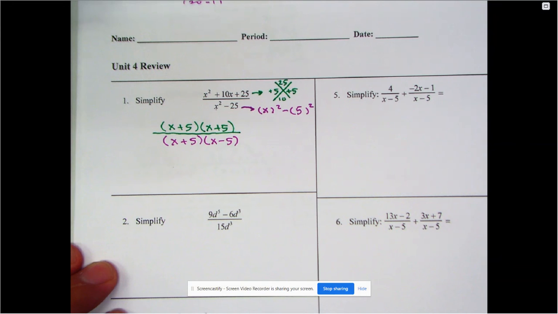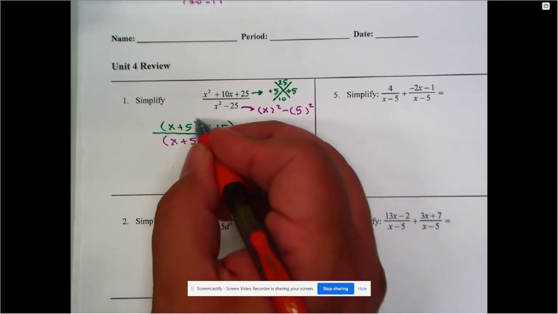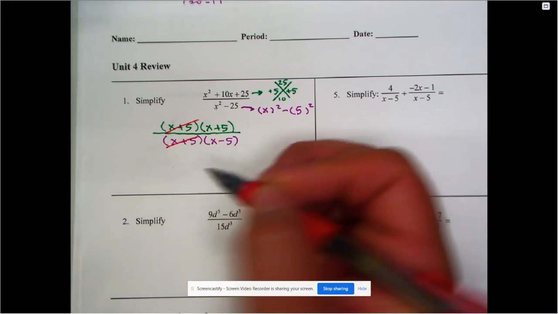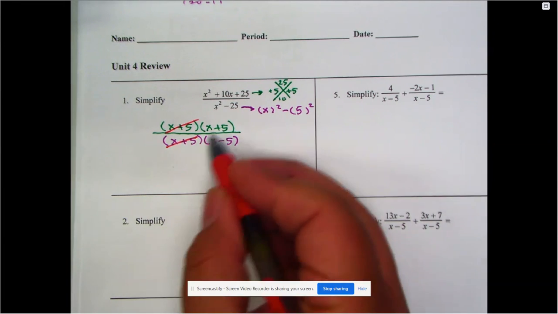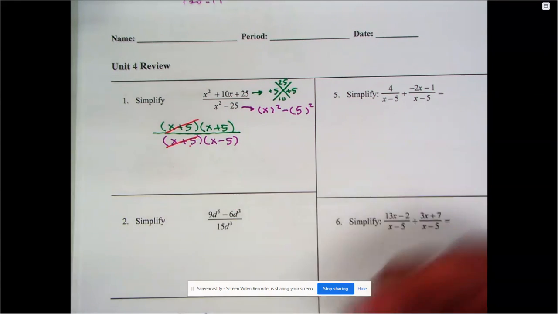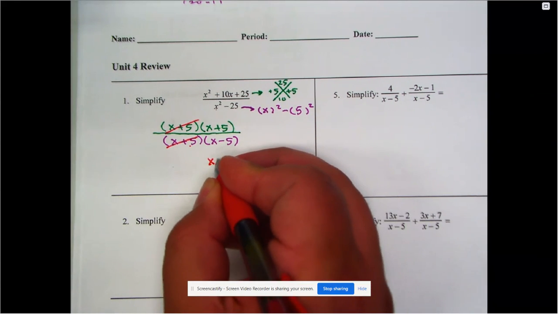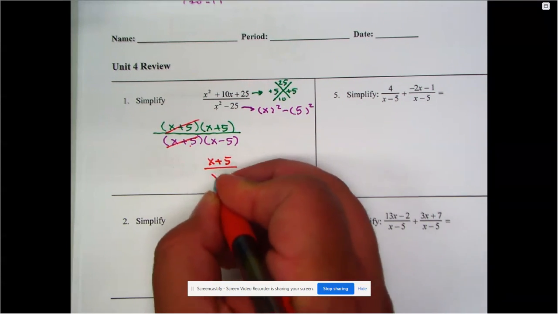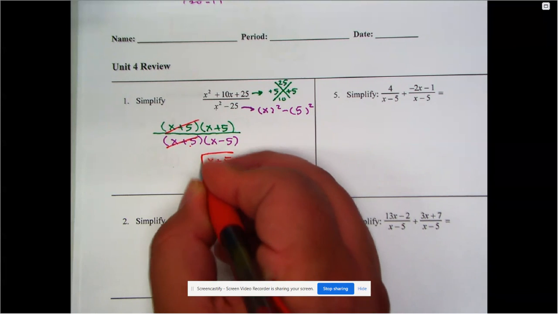And then when I look at this, we have to decide, all right, well, what cancels out? Well, very easily, this goes away. Now, someone in class today asked, well, does this one cancel too? No. If you only have 1 at the bottom, then you can only cancel 1 at the top. And so my answer here is x plus 5 over x minus 5, and that's my result.